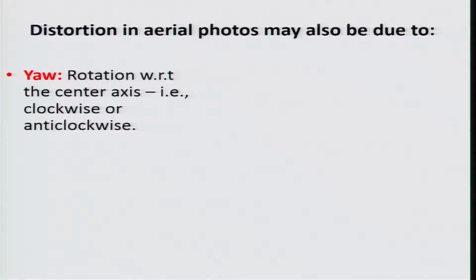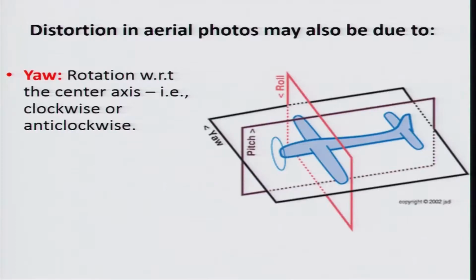Okay. So, to look at this, what we have is the yaw, which is rotation with respect to the center axis, where there is a clockwise or anticlockwise rotation of the flight. Okay. So, for example, if you look at the flight, it is moving either like this or in this direction. Okay. So, either the movement is clockwise or anticlockwise.